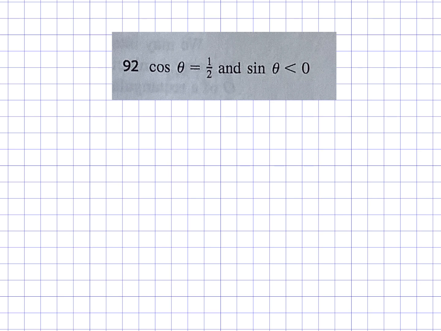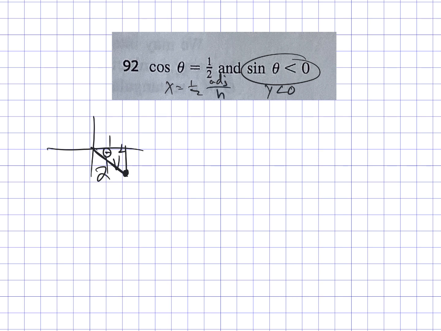Excellent. So now, x is 1/2, and y is negative. X is positive, and y is negative. So if x is positive and y is negative, we're in the fourth quadrant. So I'll just make a triangle over here. Now cosine is adjacent over hypotenuse. So the adjacent leg is 1, hypotenuse is positive 2.